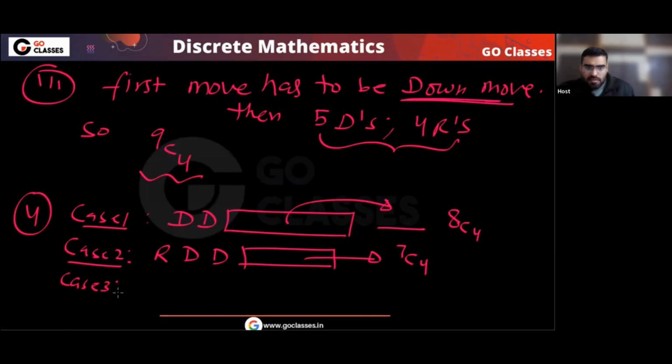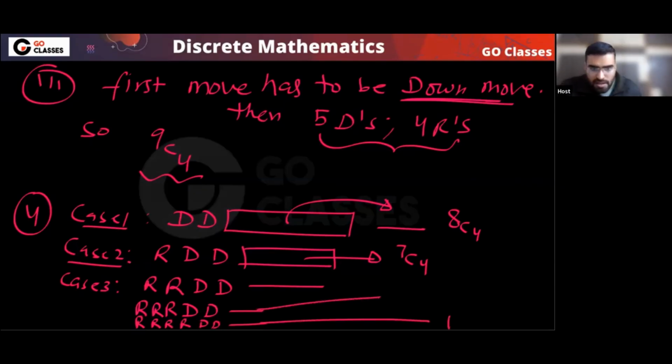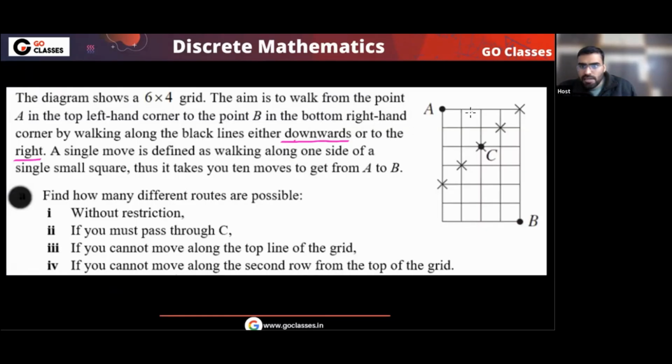Now case 3. What is that? You make a right move, then you make a right move, then you make a down move. Now it has to be down. In this situation, what is the answer? Right move you make, then down move you make. Now it has to be down. And finally, right, down, it has to be down. Here you have only one way. Right, down. Right, down. Here.